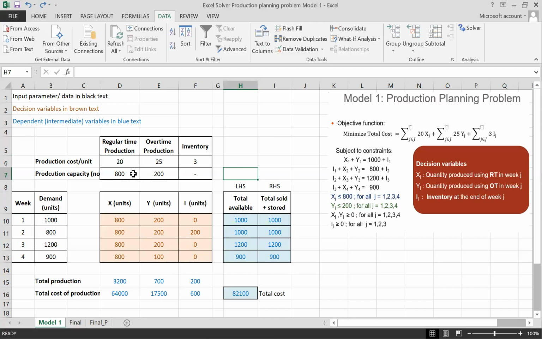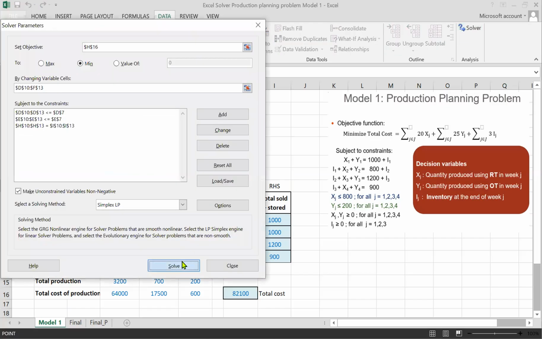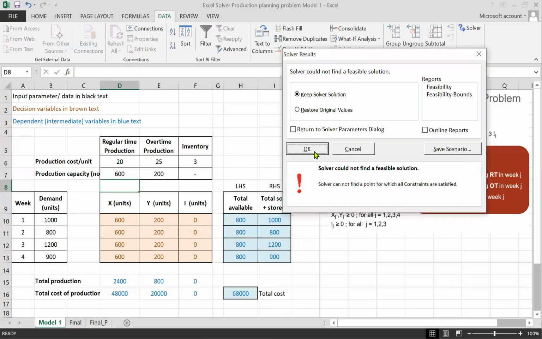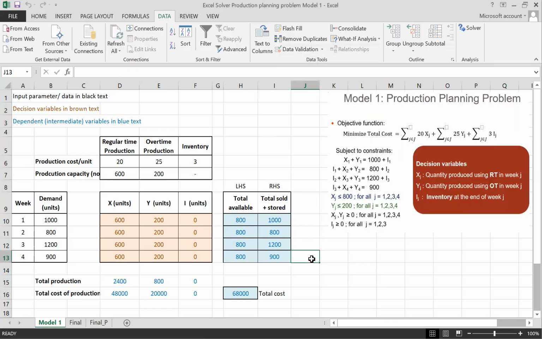Let's change the capacity instead. Yes, let's reduce the capacity, to check whether we have modeled the capacity constraints properly. Let's make it 600. Save it and then solve. Yes, again not feasible. So it looks like our model is correct. We have correctly modeled the problem. We'll continue the discussion in our class.